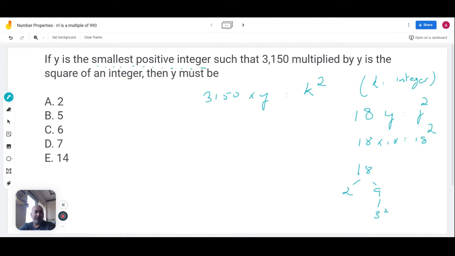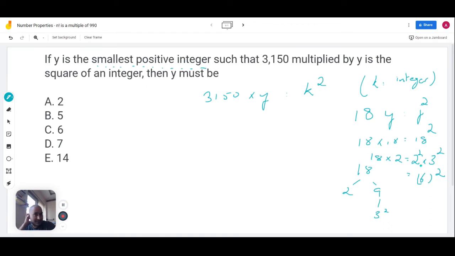So 3 is already squared. One of the factors already is a square. 2 isn't. There's only one 2. So what would I need to multiply 18 by? I would need to multiply 18 by 2 to end up with 2 square times 3 square, which is nothing but 2 times 3, 6 square. 18 times 2 is indeed square of an integer.